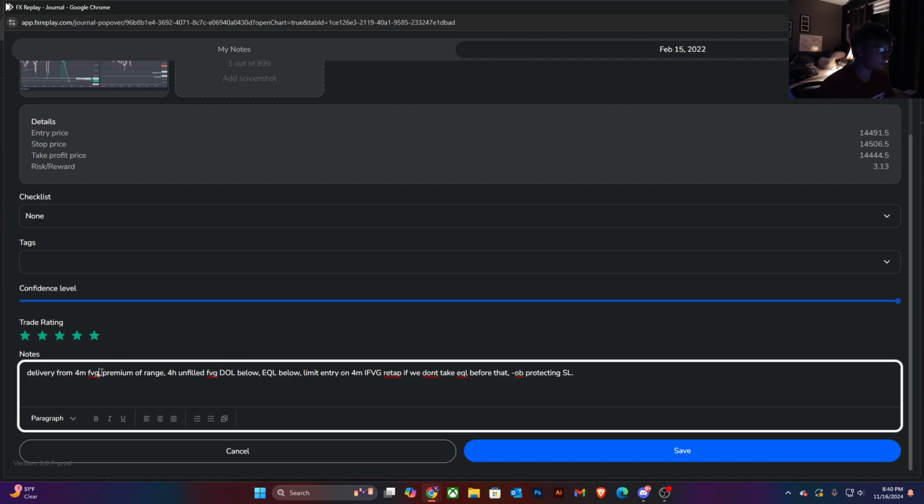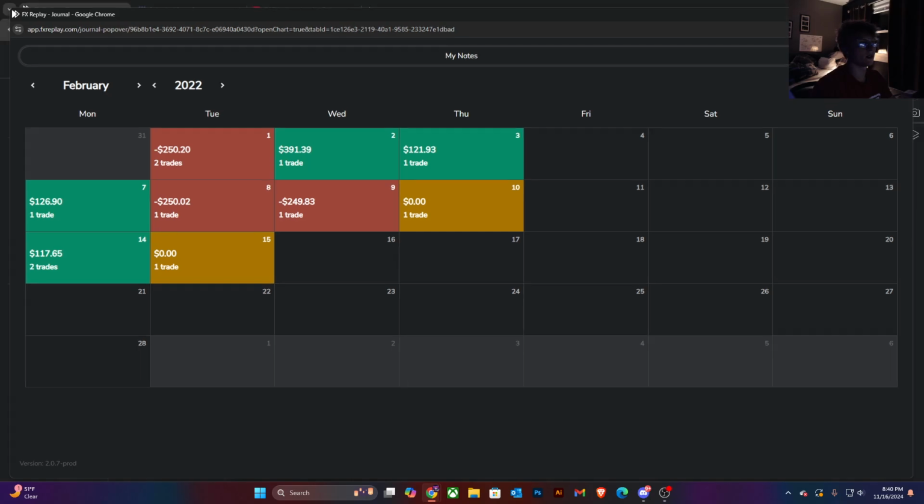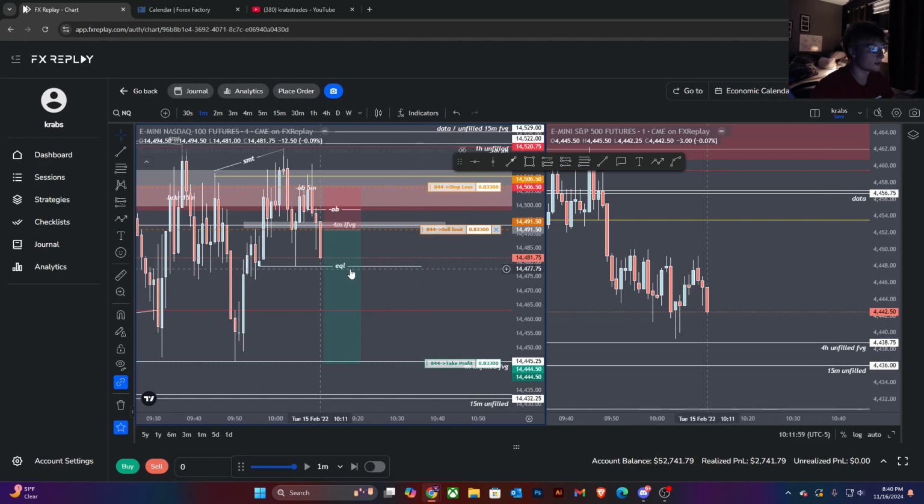Also external SMT with data high above and internal SMT, double SMT there. So yeah, this looks good. Will we get our order filled? If I'm being real, probably not.